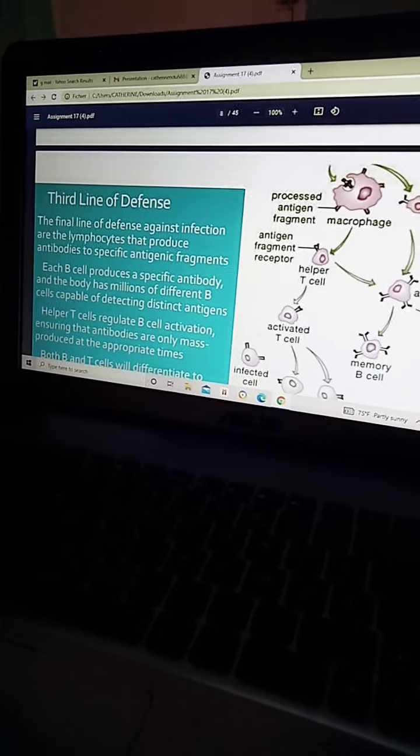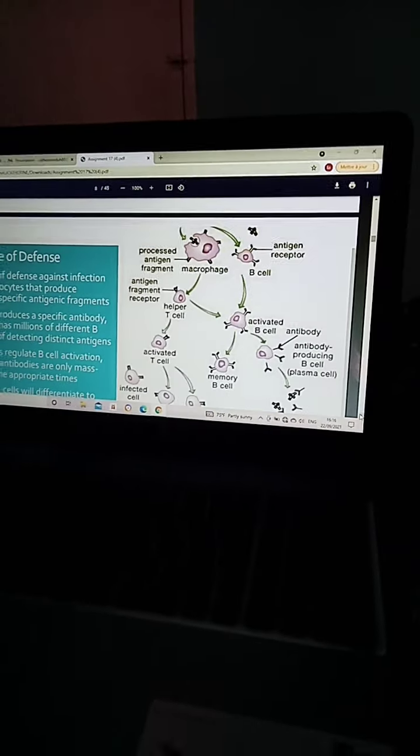The final line of defense against infection are the lymphocytes that produce antibodies to specific antigenic fragments. Each B cell produces a specific antibody, and the body has millions of different B cells capable of detecting distinct antigens.